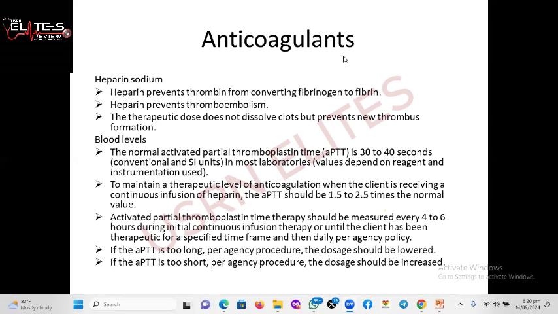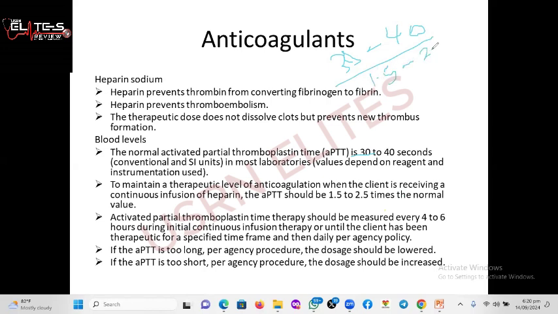So that means that if someone is on heparin, we are saying that the normal APTT level is 30 to 40. Now we are saying that this is for a normal person who is not on any anticoagulant. Immediately you go on an anticoagulant, we expect these levels to go up. That means that your blood is becoming thinner. And so to get the therapeutic level, because of the drug you are giving, you multiply these values by 1.5 to 2.5.